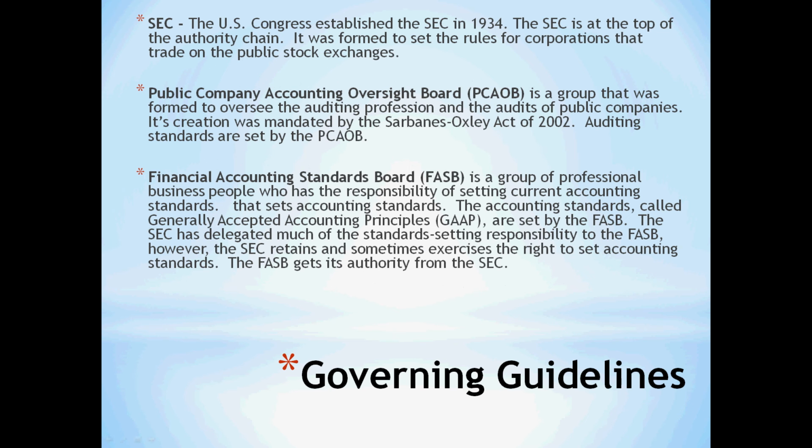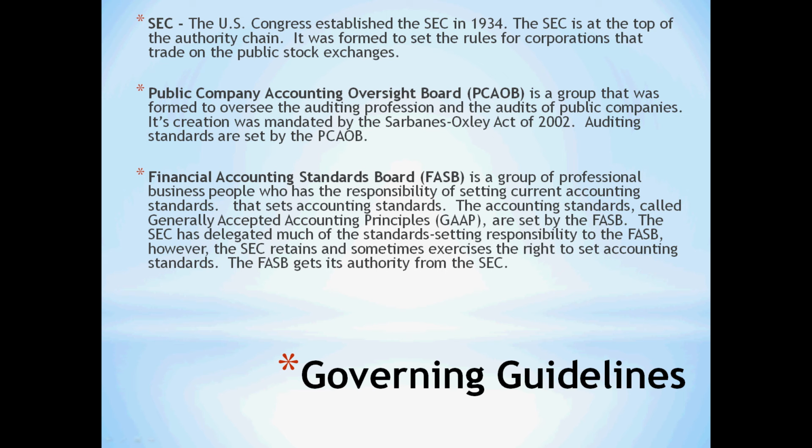There are other governing guidelines and government entities that keep track of everything. The SEC is the U.S. Congress established the SEC in 1934. The SEC is at the top of the authority chain. It was formed to set the rules for corporations that trade on the public stock exchanges. The Public Company Accounting Oversight Board is a group that was formed to oversee the auditing profession and the audits of public companies. Its creation was mandated by the Sarbanes-Oxley Act of 2002. Auditing standards are set by the PCAOB.